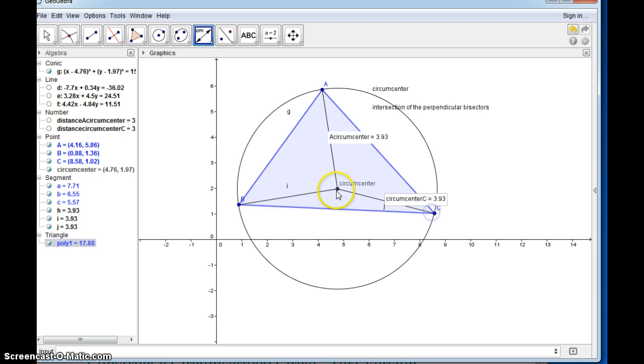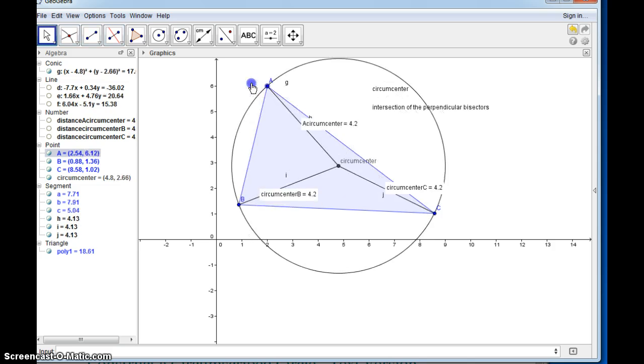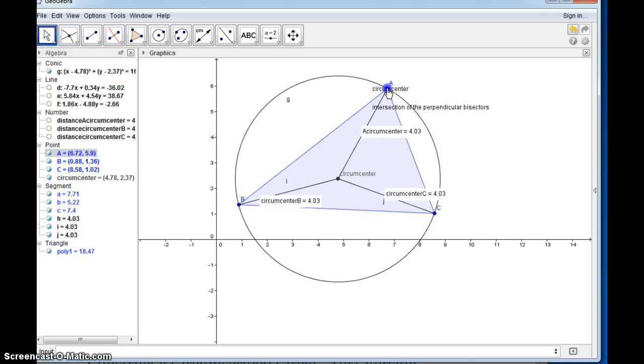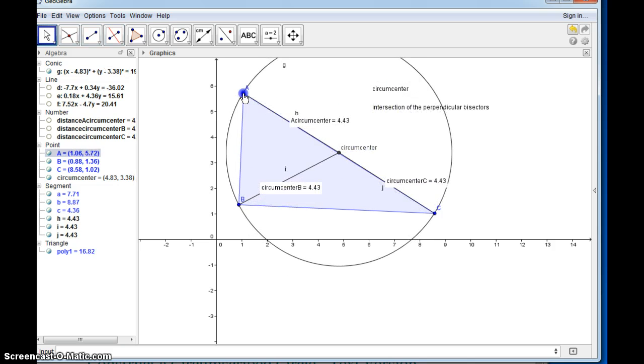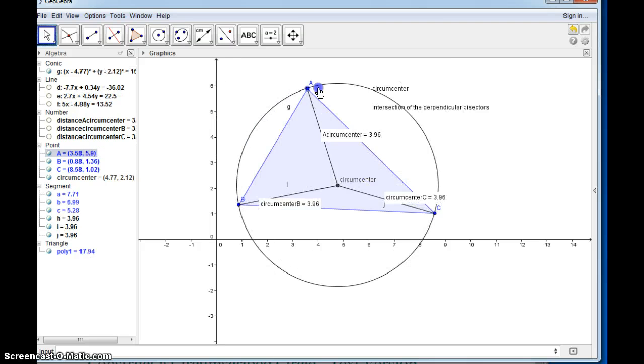And so the radius of this circle is 3.93, but the distance from the vertices to the circumcenter has to be the same. And this is how you create this. And look at this. You can move this around. It's always going to be this way. But if you have a right triangle, the circumcenter is on the hypotenuse. In an acute triangle, it's inside. And in an obtuse triangle, it's outside.